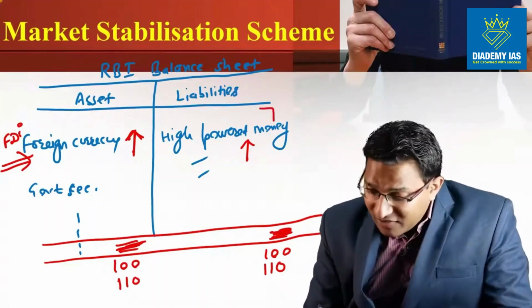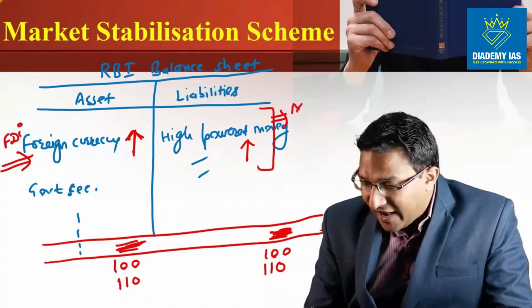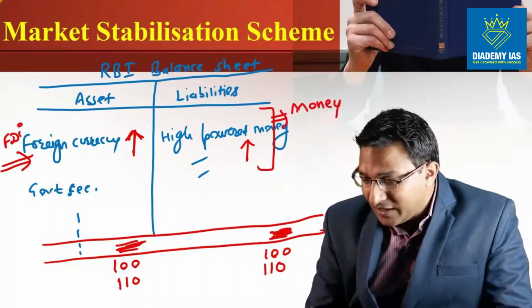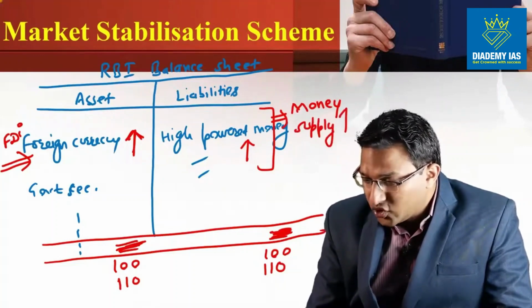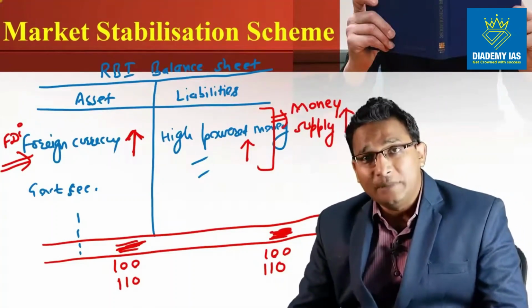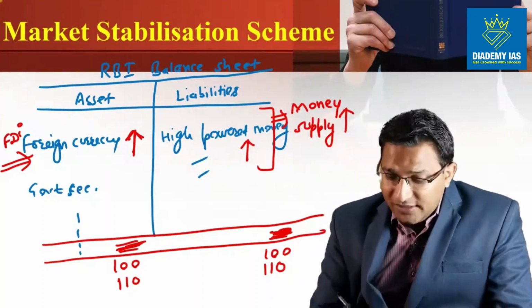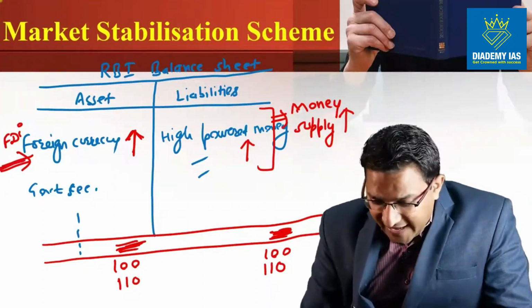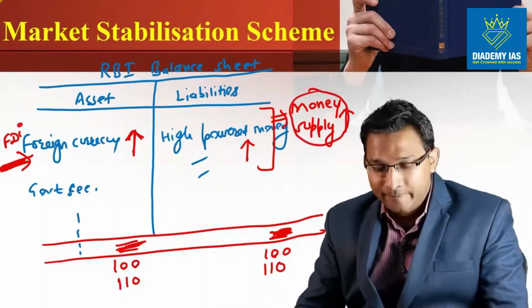If high powered money is increased, that means because of the money multiplier effect, this money supply also increases, right? So because of the money multiplier effect, this money supply also increases. So can you see the impact of FDI is that the money supply is increasing in the Indian economy, right?